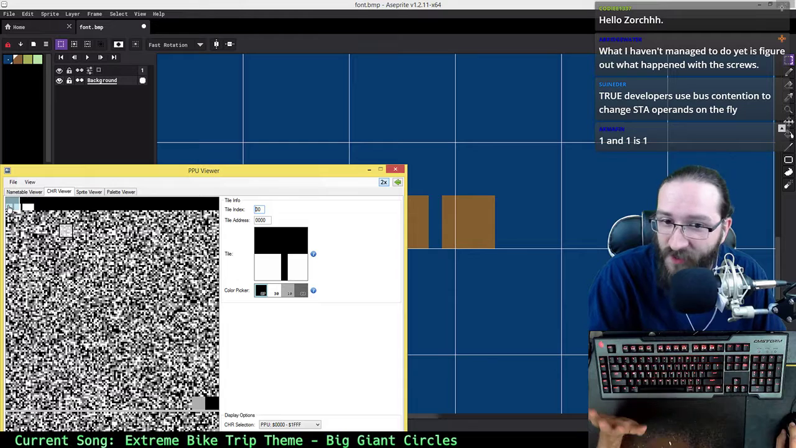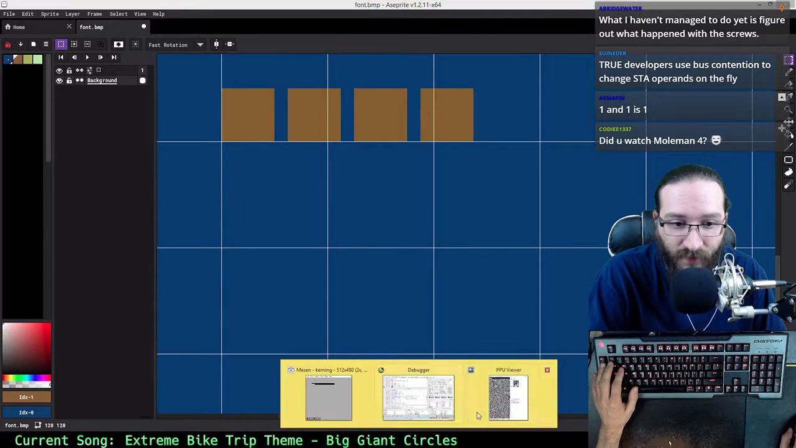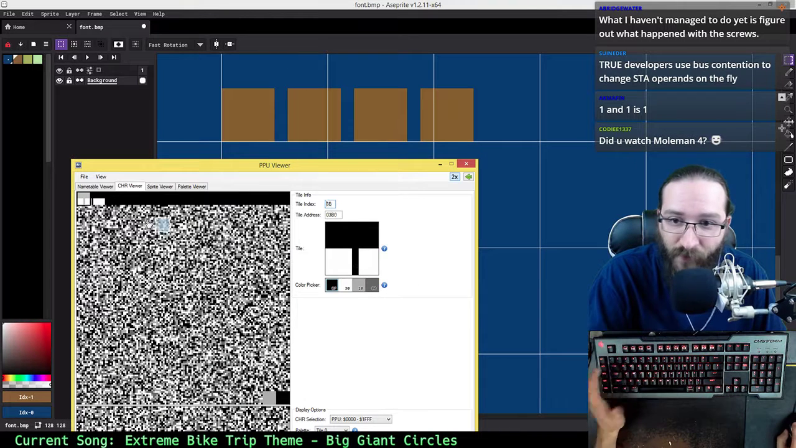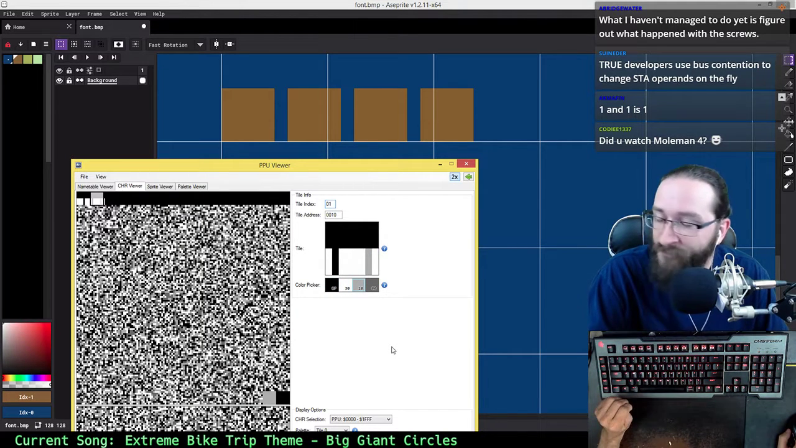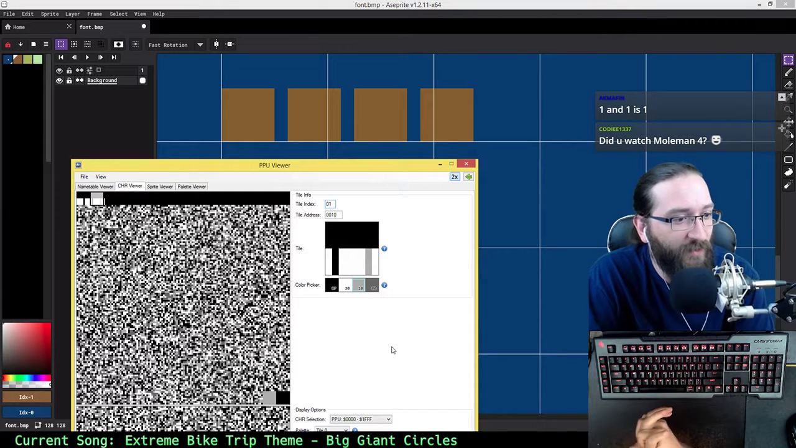Like the first tile's fine, right? The first tile looks fine. It's 1, 2, 3, 1, 2, 3. Beautiful. Second tile, well, it gets the first half right. It gets part of the second half right, and then there's supposed to be a line right there.